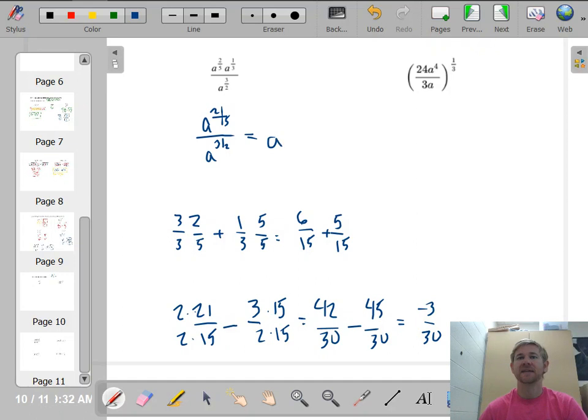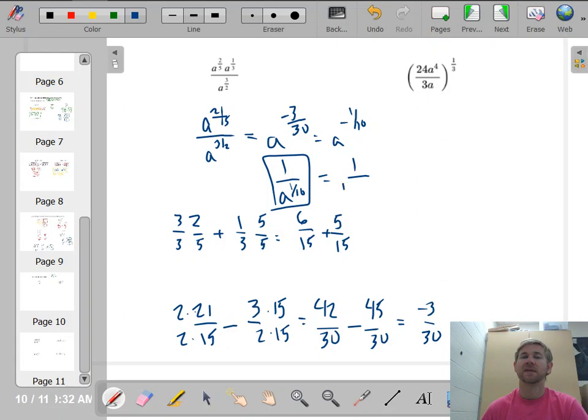So this is a to the negative 3 over 30, which can simplify to a to the negative 1/10, which I can then write as 1 over a to the 1/10. And that's going to be your best answer, 1 over a to the 1/10. Or if you want to write it as a radical, that'd be the 10th root of a. Both of those would be fine. But that's a little tougher because I had common denominators.